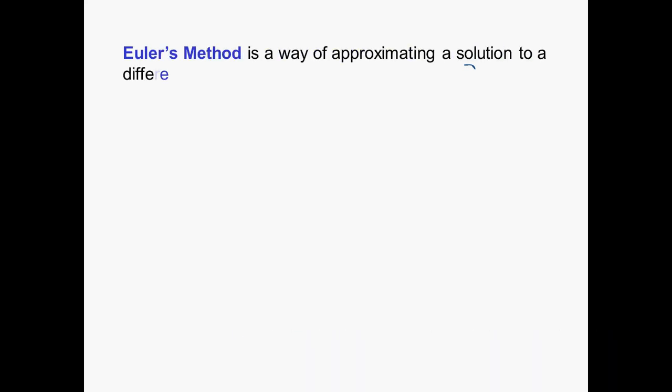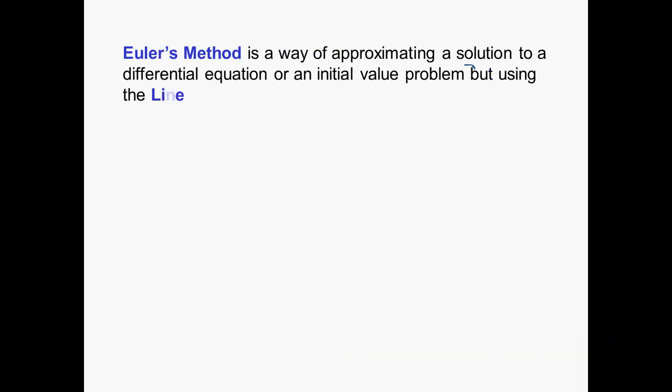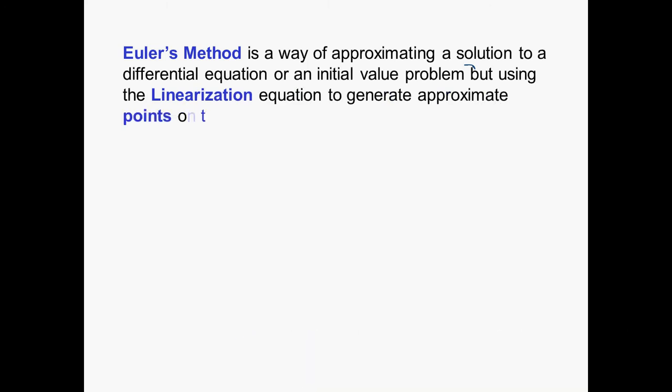Alright, so, new topic. Euler's method is a way of approximating solution to a differential equation or initial value problem by using little slope lines, really. And it gives you approximate points on the graph of a solution. And remember, I showed you a couple of examples where you can see that with the delta x's we were using, the approximations weren't that great.